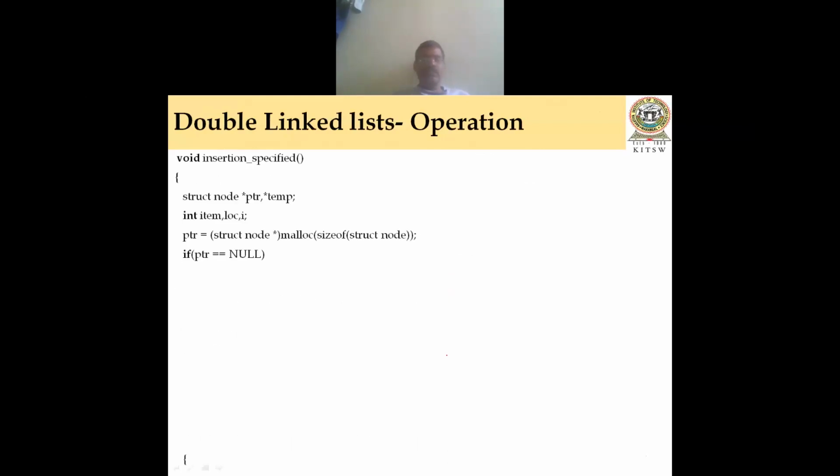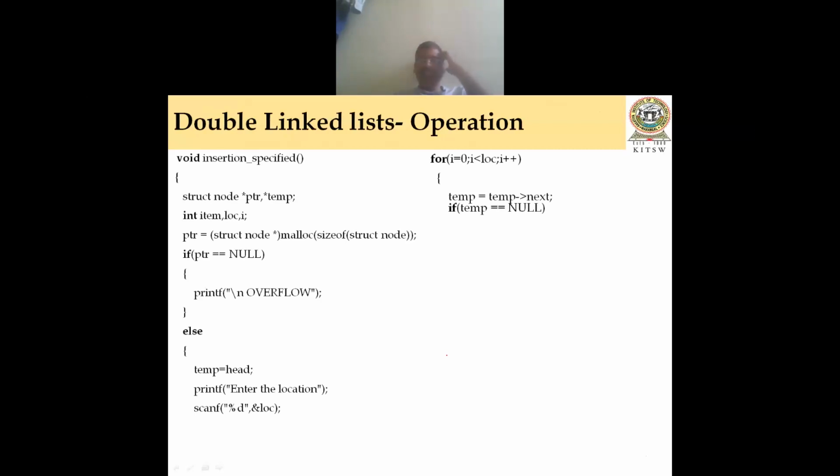Insertion at a specified position. What we are going to do here is similar to the earlier insertion, where we go to the location, that is the first position or second position, based on the position we are trying to insert at. So up to that position we have to traverse the list.